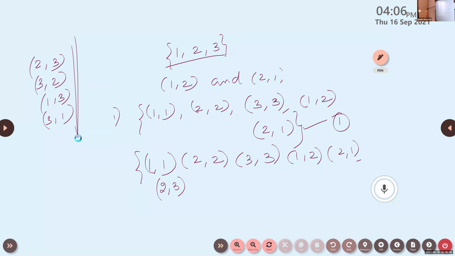Will it be symmetric? If I add any of the elements, if I add 1, 3, the method is the same. If I include 2, 3, we need which one? 3, 2 is needed to make it symmetric. Yes or no?